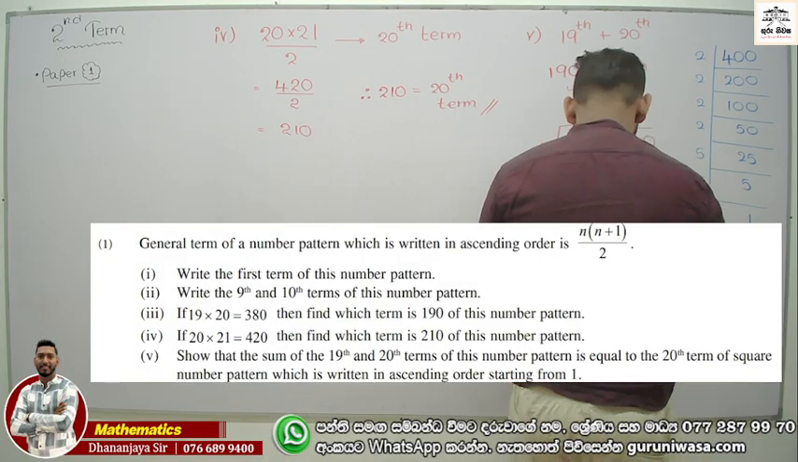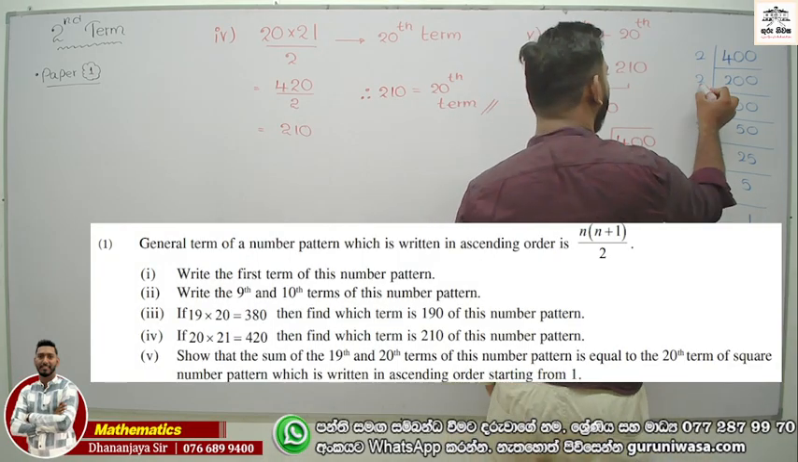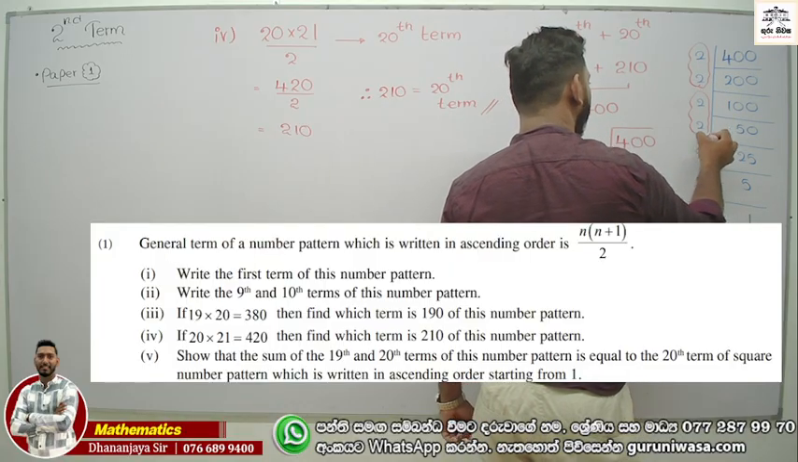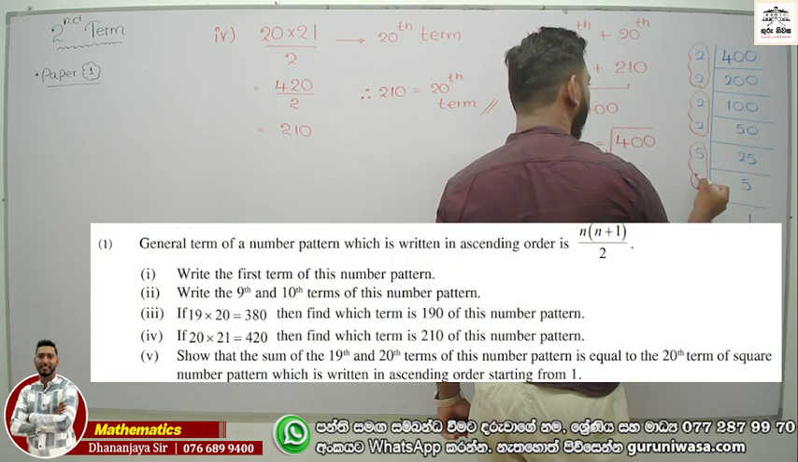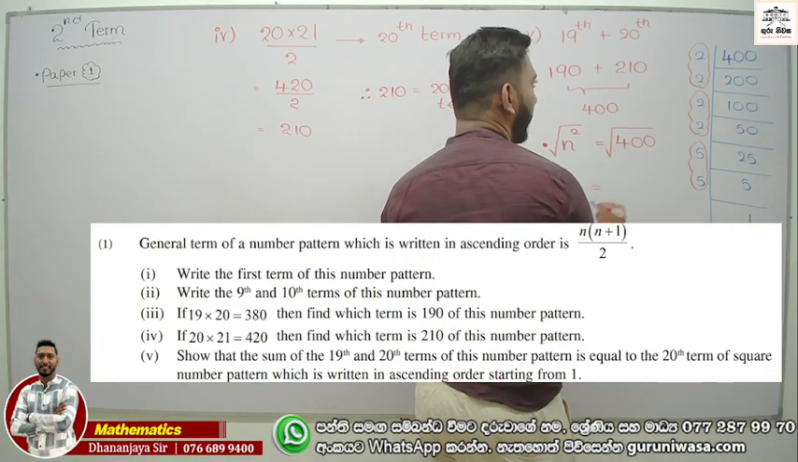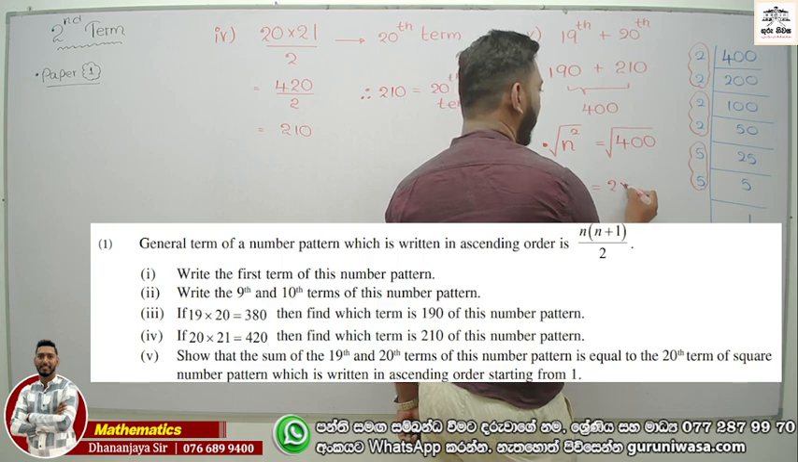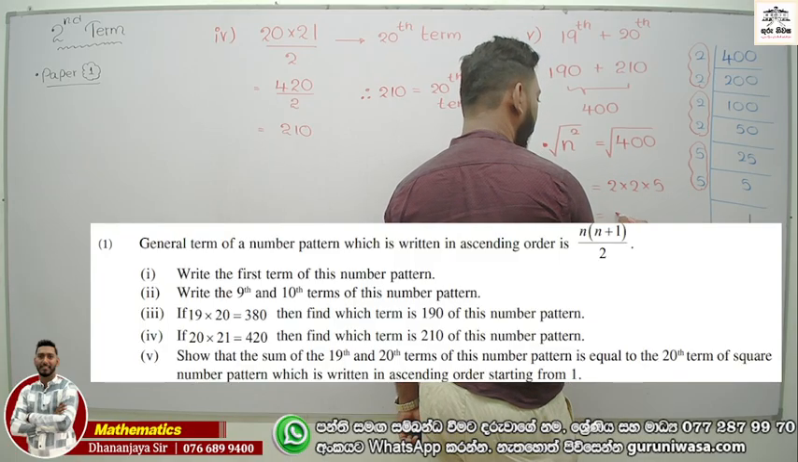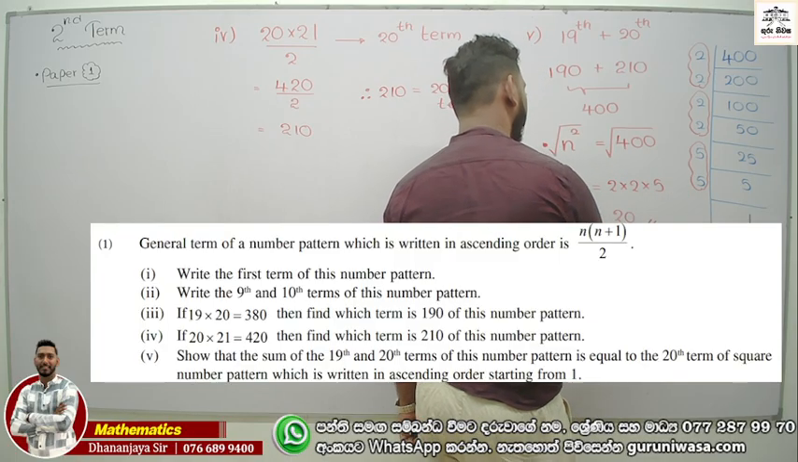You remember, there are two couples. First couple, second couple, third couple. Let's take it. Then the answer comes as 2 multiply by 2 multiply by 5. Now n should be equal to 20.